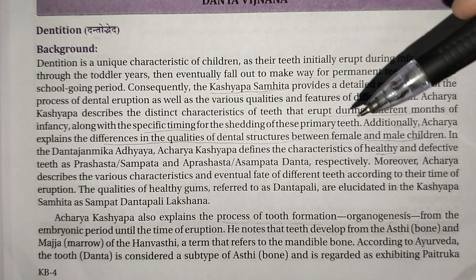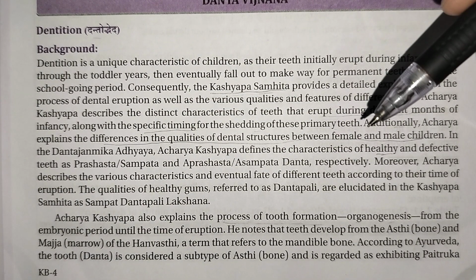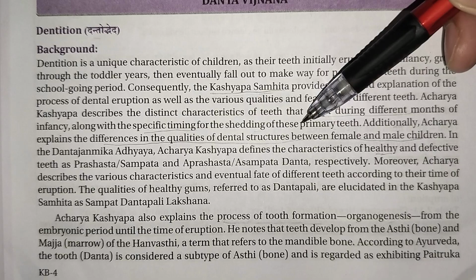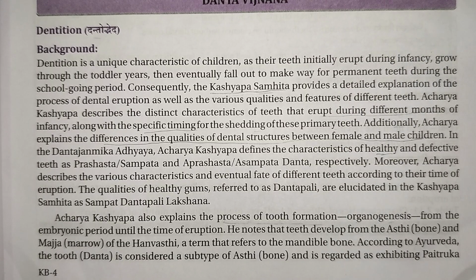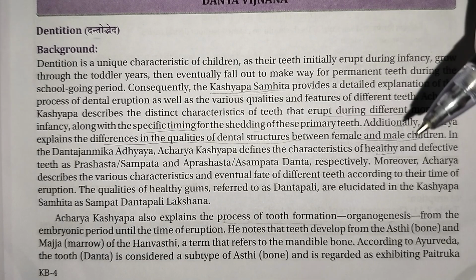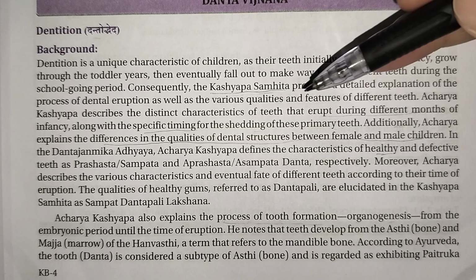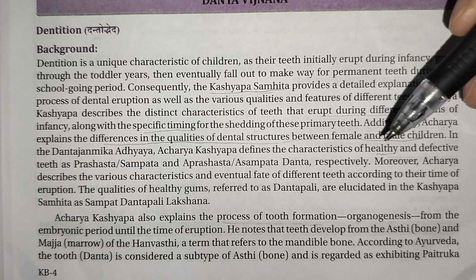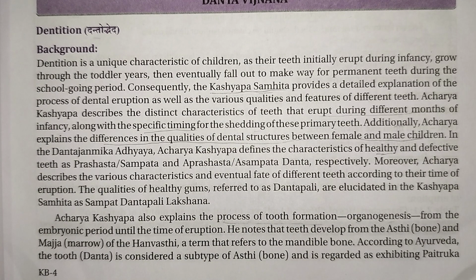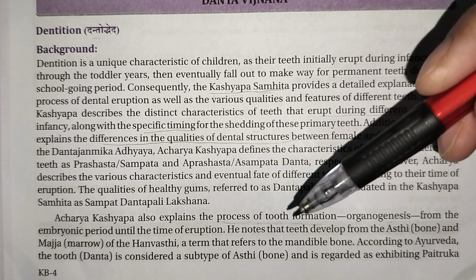Acharya Kashyap has described the distinct characteristics of teeth that erupt during different months, along with the specific time for each, including the primary teeth. The difference between the structures of male and female teeth in children has also been explained by Acharya Kashyap. These are the common background things regarding Dantodbhed, a branch of dentition. Acharya Kashyap has also explained the process of tooth formation, that is organogenesis, from the embryonic period till the eruption of the teeth. It has been explained in the Kashyap Samhita in the Dantodbhed Adhyay, right?